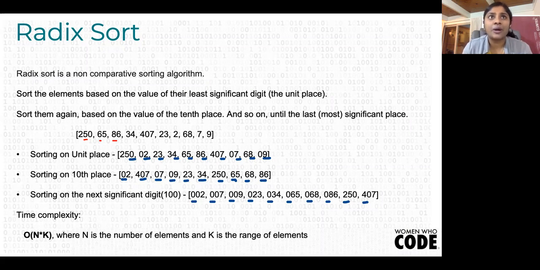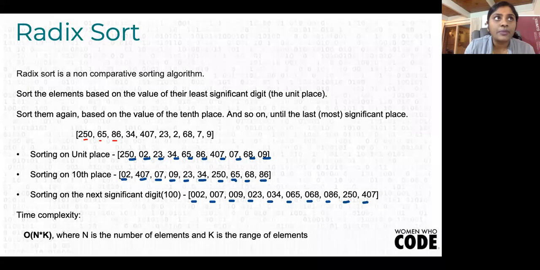Here the range is 3, so maximum we'll go 3 times. The first time is sorting based on the unit place, the second time based on the 10th place, and the third time based on the 100th place. Here we have 250, 02, 23. If you look at this array, it's sorted in its unit place: 0, 2, 3, 4, 5, 6, 7, 7, 8, and 9.